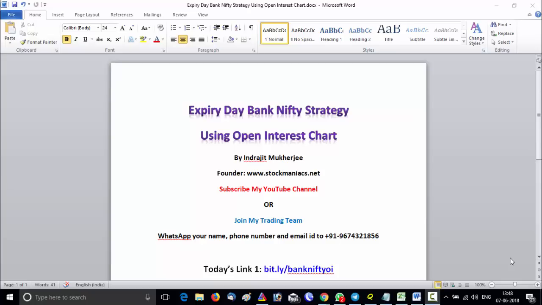It is expiry day Bank Nifty strategy using open interest chart. So today is the Bank Nifty expiry, and we will discuss a strategy of trading Bank Nifty using open interest chart. This is almost a live situation. Right now it is around 1:45 to 1:50, so there is still 1.5 hours left to the expiry. We will see how you can trade the expiry and make some profit out of it.